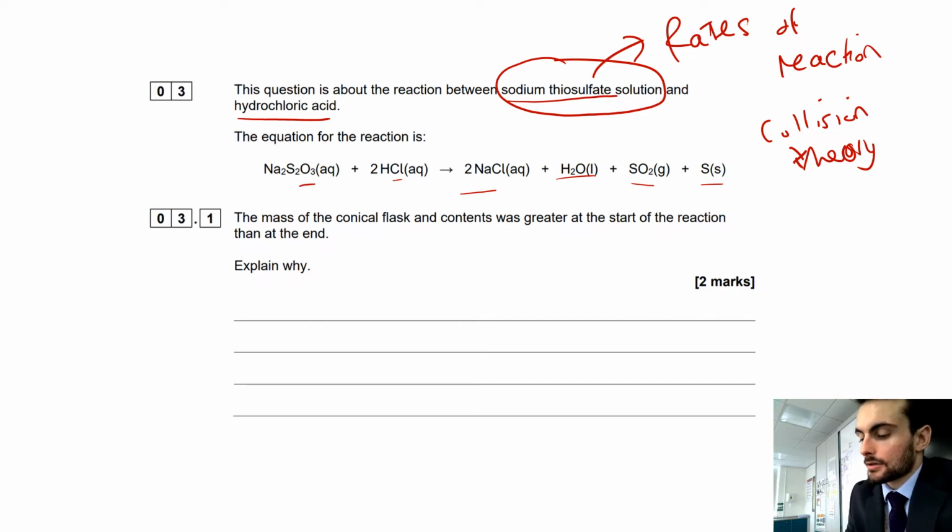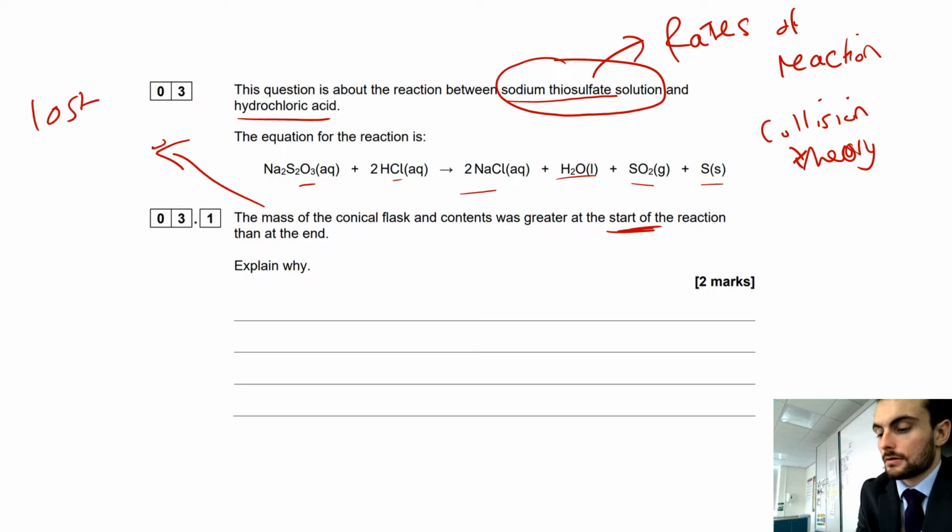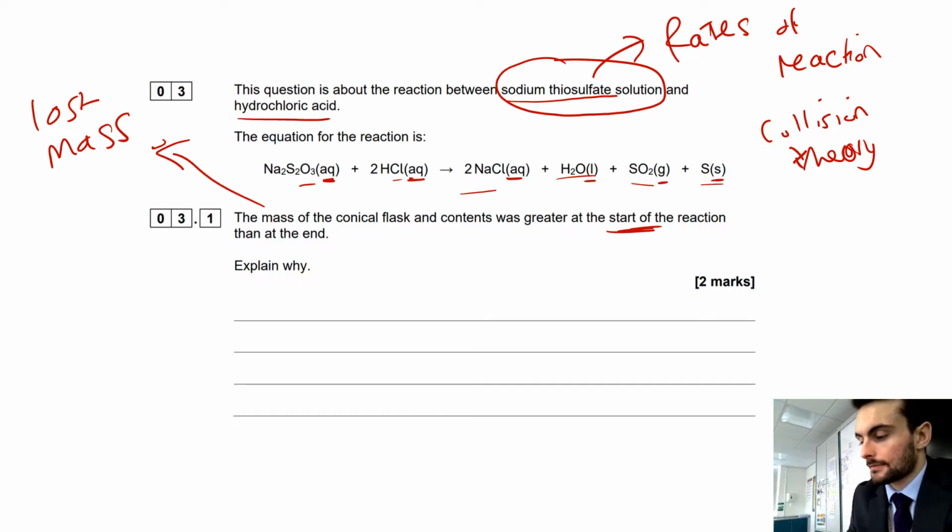Okay, the mass of the conical flask and contents was greater at the start of the reaction than at the end. So what's that saying? That is actually saying that we have lost mass at the end. Explain why. So for this, the clue would be to start looking at the state symbols of the substances that we are using or making. So if we have a look at this, obviously reactants doesn't really matter for this. Why is the mass less at the end than it was at the start?